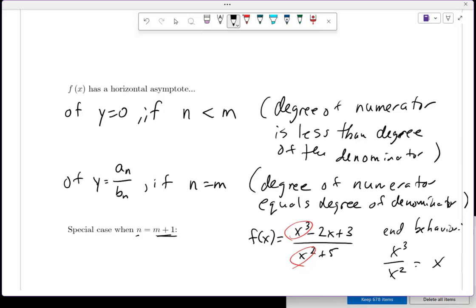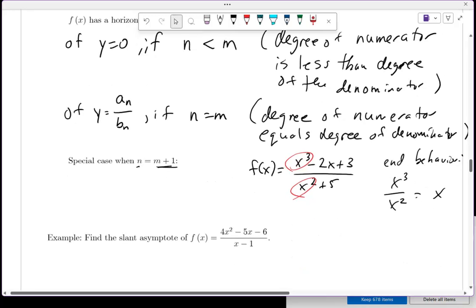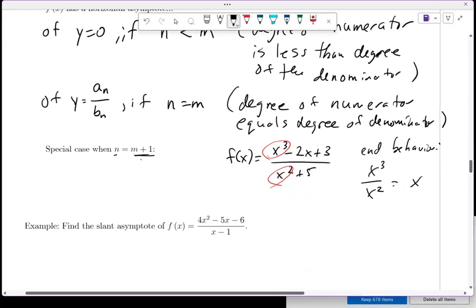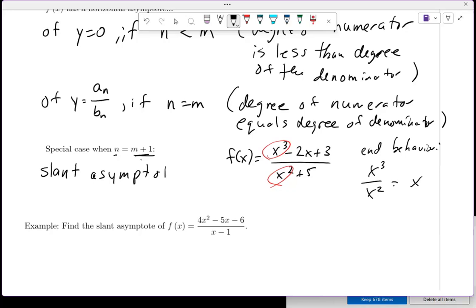The degree of the top is definitely bigger than the degree of the bottom. But what kind of a function does this look like? It's still a line, right? Asymptotes are lines. The two types of asymptotes that we've talked about so far are vertical ones and horizontal ones. Well, this is neither. It's slanted, right? So when we have the case where the degree of the numerator is exactly 1 bigger than the degree of the denominator, we get what is referred to as a slant asymptote. Another word for that is oblique.